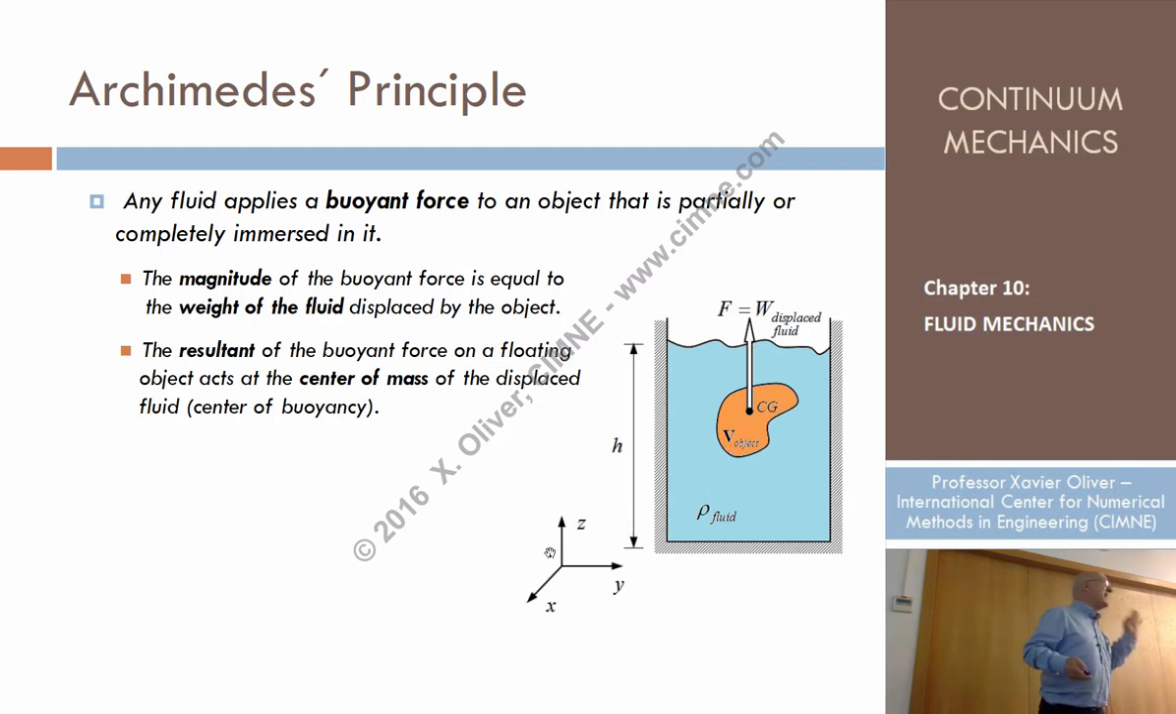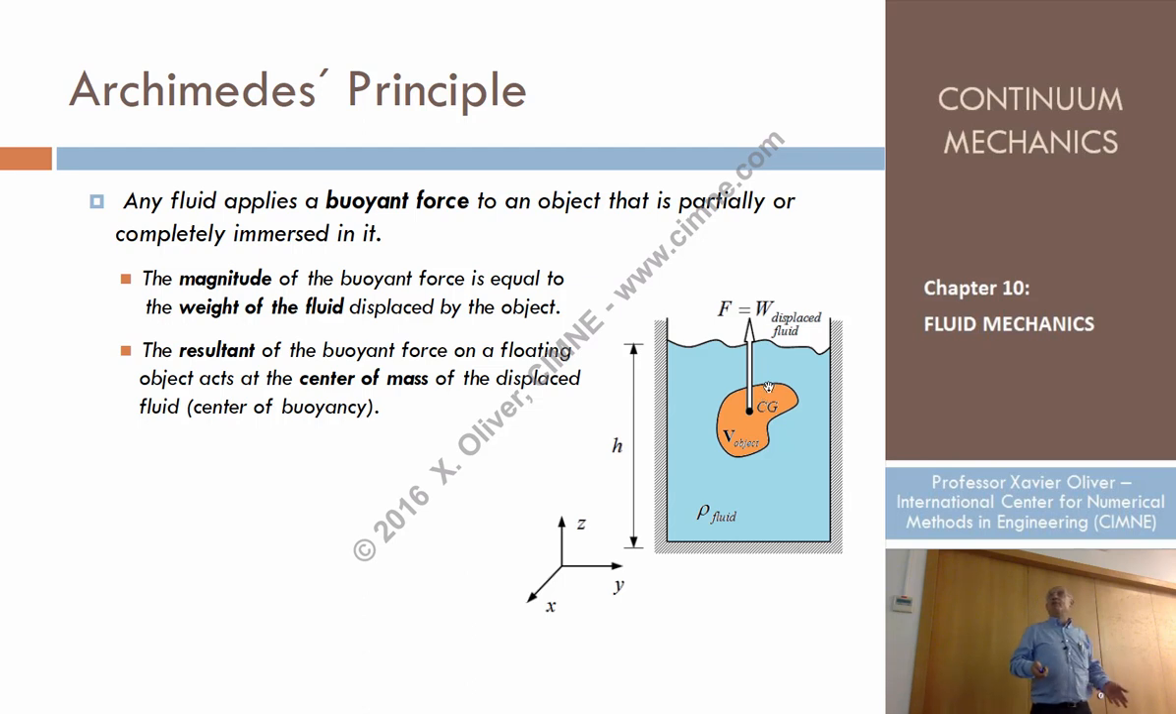And it's exactly what? The weight of the fluid which is displaced by the solid. So if we just replace that part of the solid by fluid, and we compute that weight, then we can say that this solid, which has displaced that fluid, experiences an upthrust which is equal to that weight.